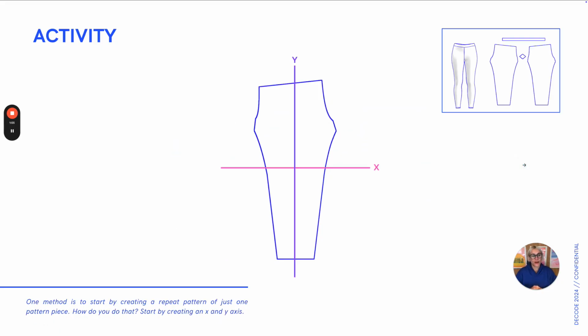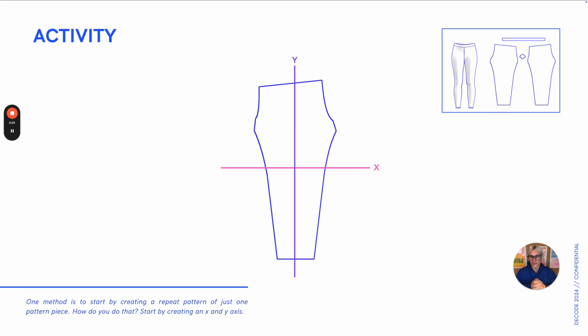So the first thing that we're going to do is create an X and Y axis going through the very center of our main panel. For this tight, we have a couple of pieces: a left and right leg, a gusset, and a waistband. I'm just going to pick the most important piece and go from there. If you're doing a button-down shirt, let's say, maybe you pick the front panel to start, or you can join the front and back panel and start from there. Or you can also do this with something like a sleeve.